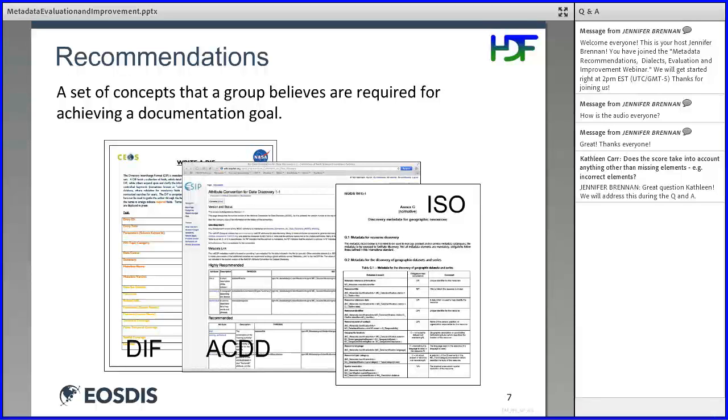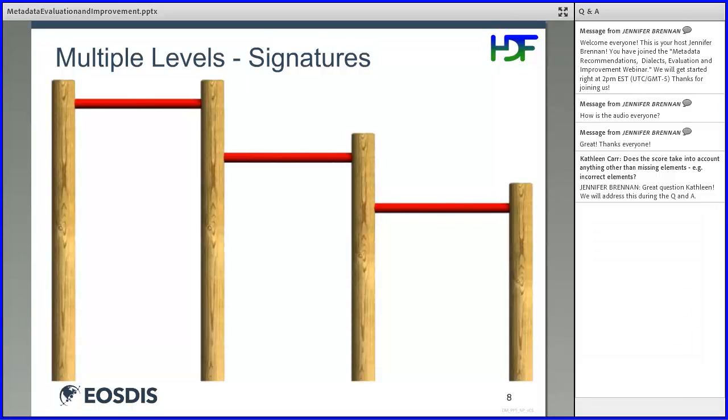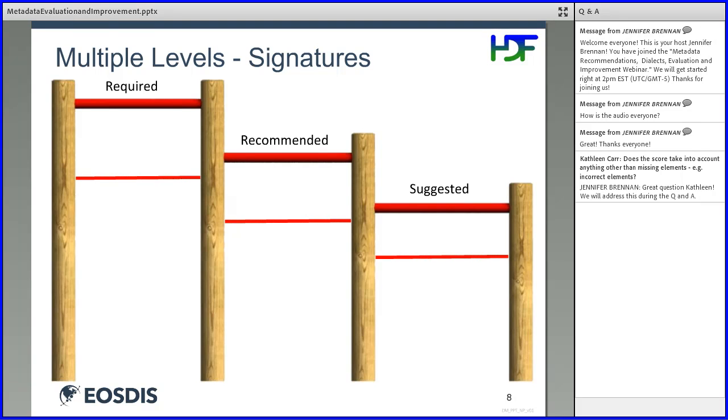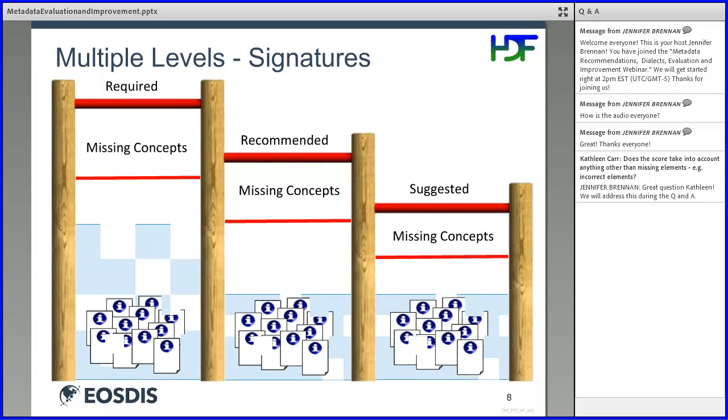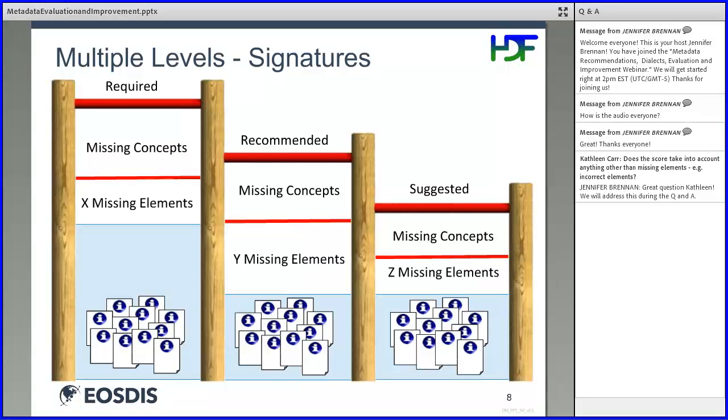Finally, in ISO 19115 that came out in 2003, there was a set of things called core metadata. Actually this is from 19115-1, where we wrote down some things about discovery metadata, and there were mandatory and optional fields there as well. So in the real world, our playground actually has multiple levels. Recommendations have multiple levels with names like required, recommended, and suggested. Each of those has missing concepts that depend on a particular dialect, and the metadata has different missing elements.